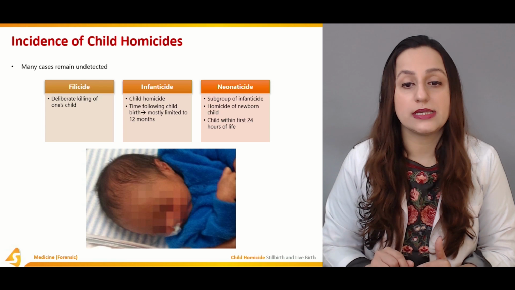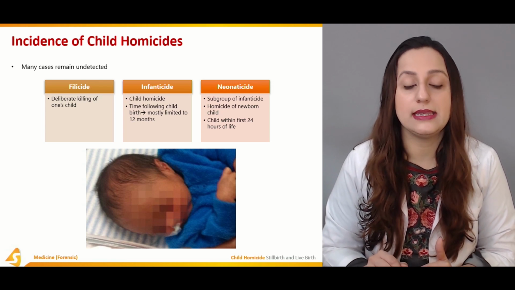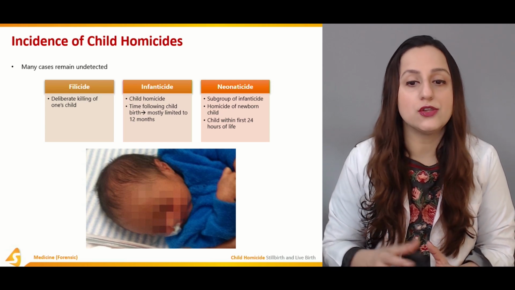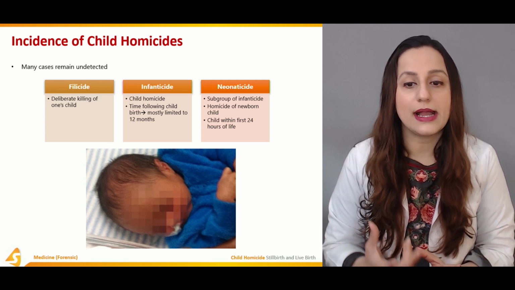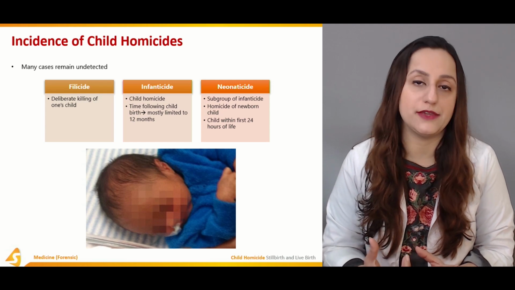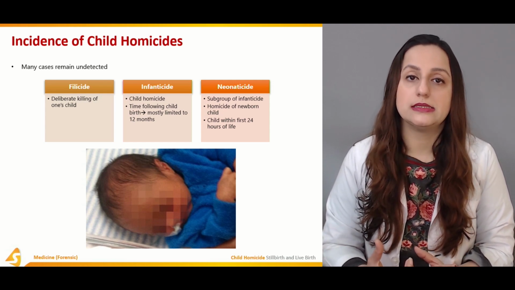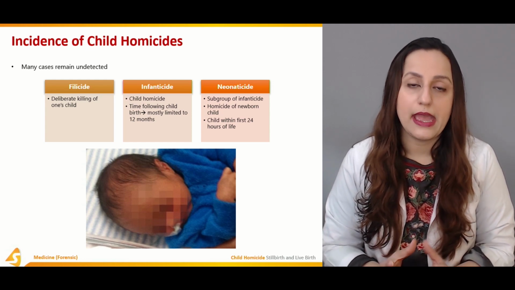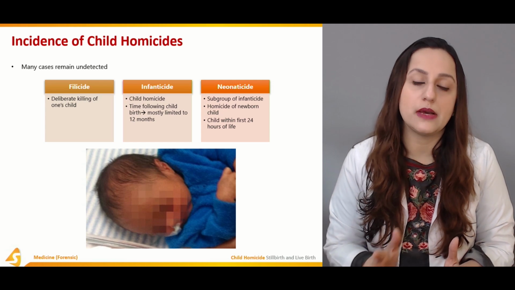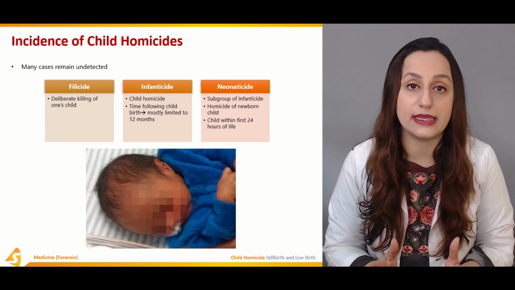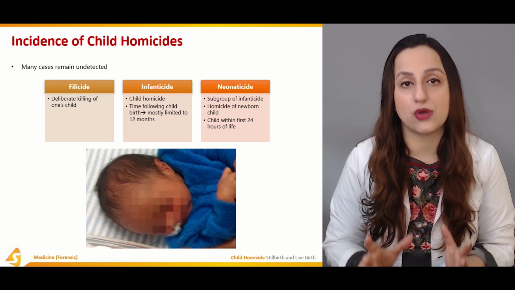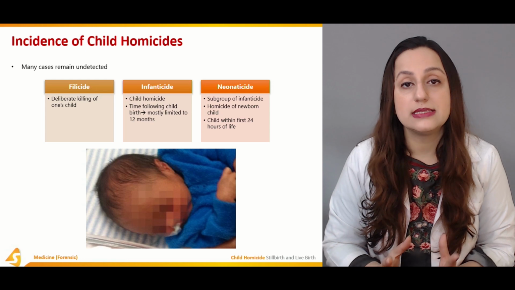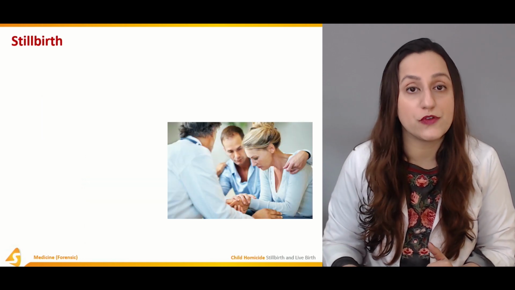Another terminology is neonaticide. It is a subgroup of infanticide, the homicide of a newborn child within 24 hours of life. That is the neonatal lifespan, 24 hours of life, and any killing during this period comes under the heading of neonaticide. So these are the different terminologies: filicide, infanticide, and neonaticide, and one should be familiar with them.